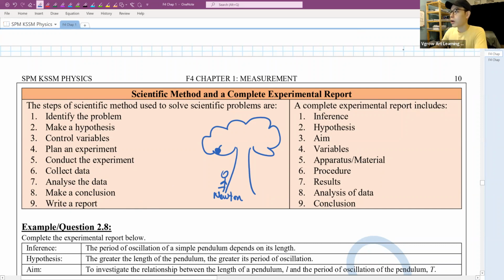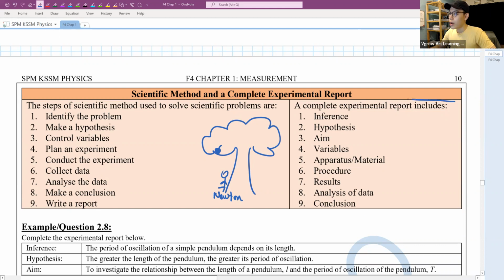And then you also have a complete experimental report, because when you write the report, you know what to include. So there are things like inference. Later we will see the meaning of inference and how to write it. Hypothesis, aim, all this you saw before since primary school. Variables: you have responding, fixed, and manipulated variables. Then apparatus and materials: list down what you will use or what you used in the report. And then the procedures: what are the steps you take to do this experiment? What are the results? And then how you analyze the data and what is your conclusion?